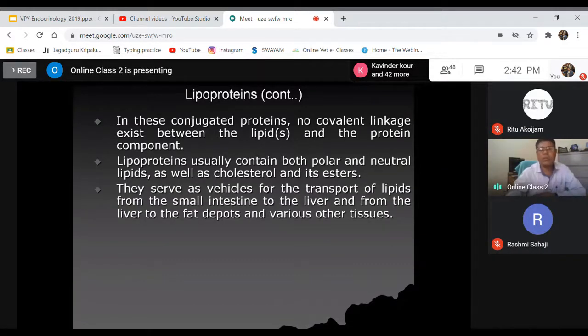They serve as the vehicles for the transport of lipids from the small intestine to the liver, and from the liver to fat depots and various other tissues. So the name itself, as we discussed in the previous slide, says these are transport proteins. The function of lipoproteins is that they act as a vehicle for transporting lipids from the small intestine to the liver, and then from the liver to other sites.